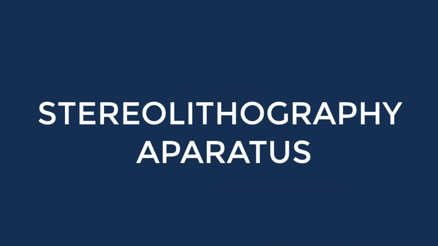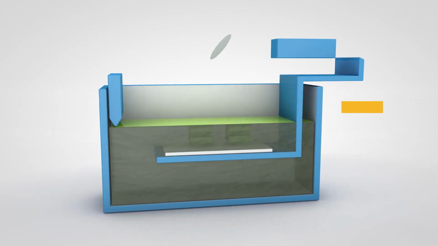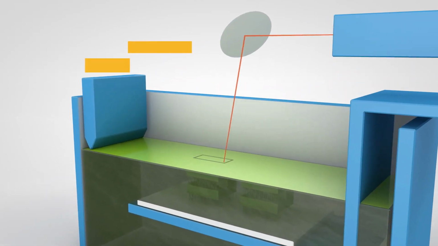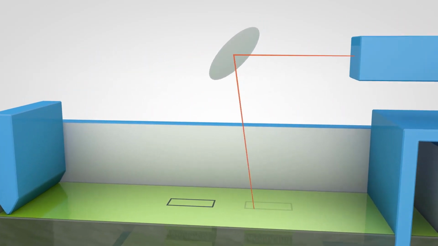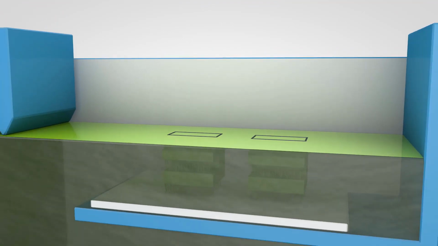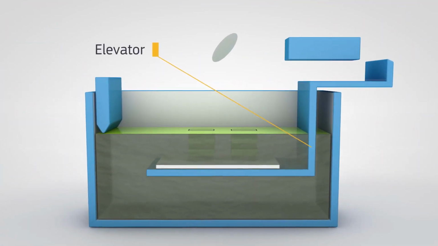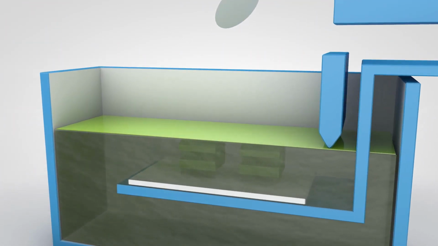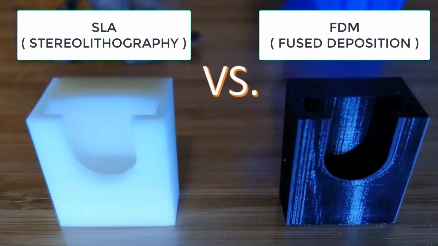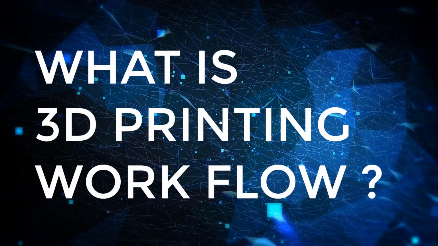The second is SLA, also known as Stereolithography Apparatus, which uses a curable photopolymer, a liquid resin, that is hardened by applying focused UV light. SLA printers usually build models from top to bottom. The build platform lifts the model upwards out of the resin bath. The finishing of 3D prints from SLA printers is of better quality as compared to FDM.